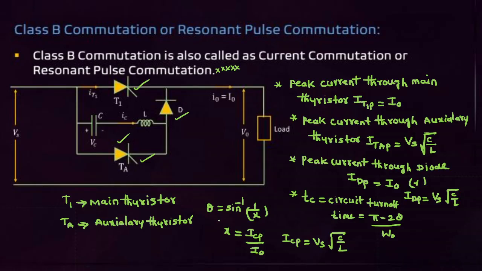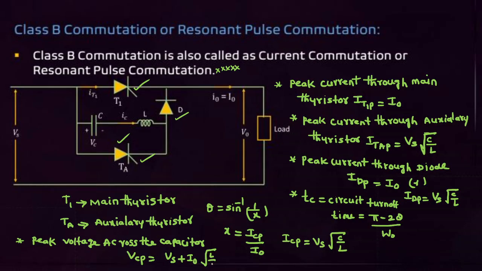Every formula is important. What is the peak voltage across the capacitor? VCP equals Vs plus I0 into square root of L by C. Not C by L, it is I0 into square root of L by C. This is also a very important formula.